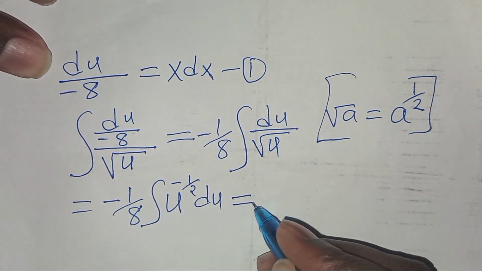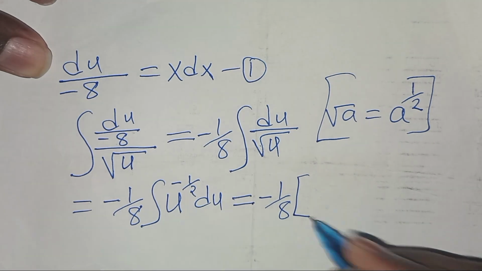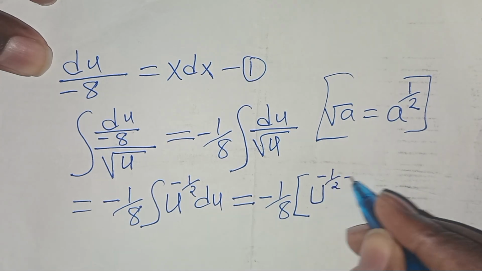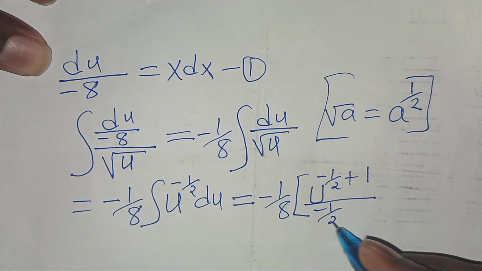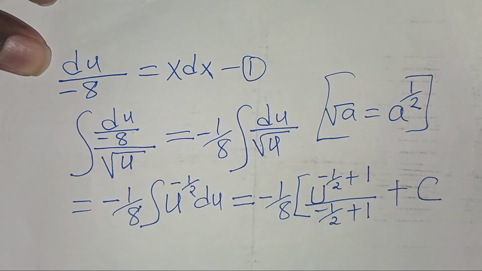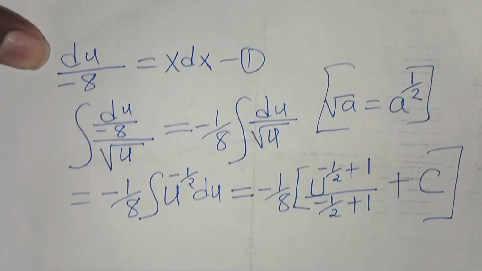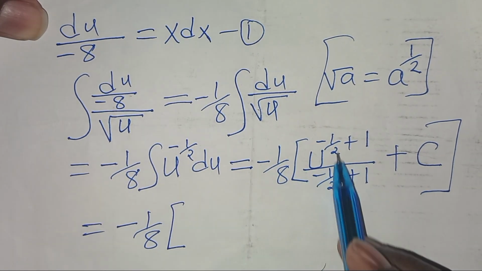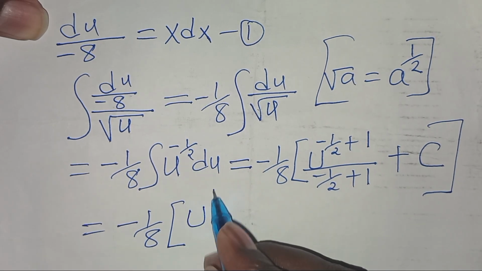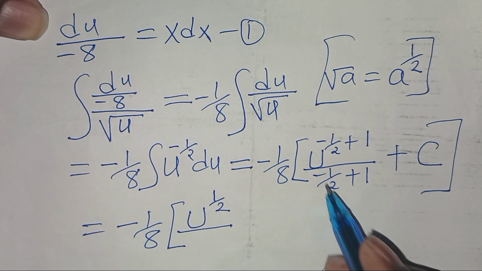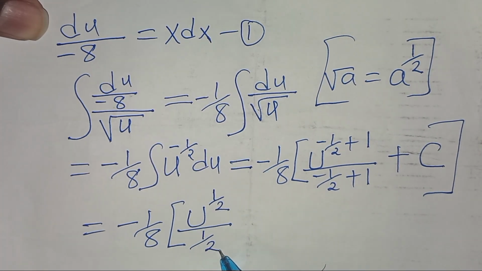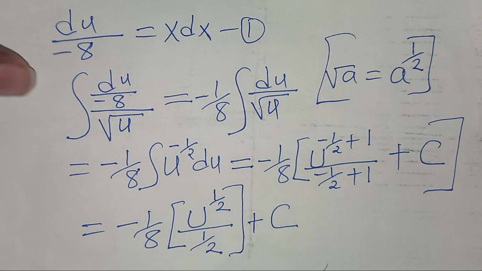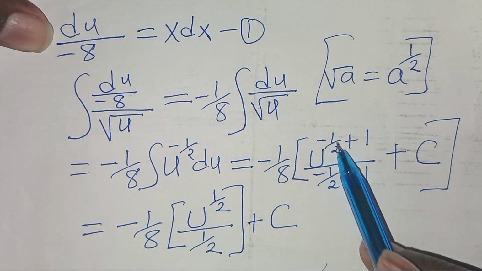Now this follows that we'll have negative 1 over 8, then u to the power of negative half plus 1 divided by negative half plus 1, then plus c. Now from here we'll have negative 1 over 8, then u to the power of negative half plus 1, which is u to power half, divided by negative half plus 1, which is half, all this plus c.